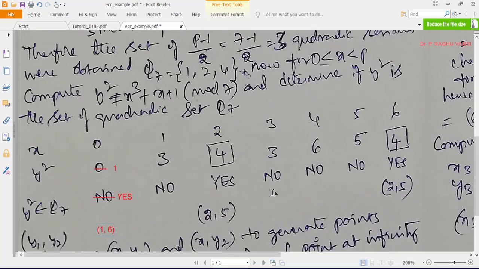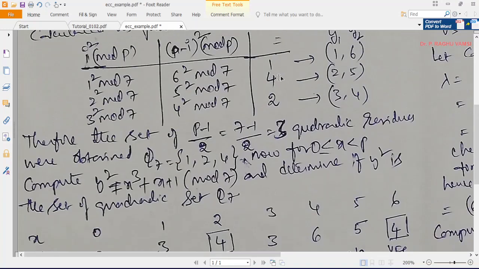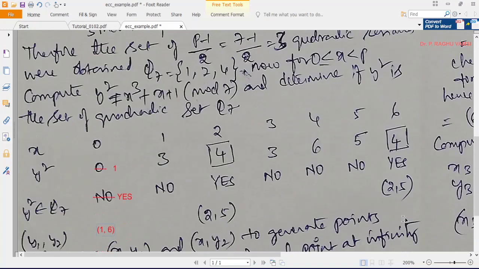Next values are like this. 3 is not part of the quadratic residue. 6 also is not there in the quadratic residue. 5 is also not there in the quadratic residue set. But 4 is there. We got 4 because of 2 comma 5. So you place 2 comma 5 here.